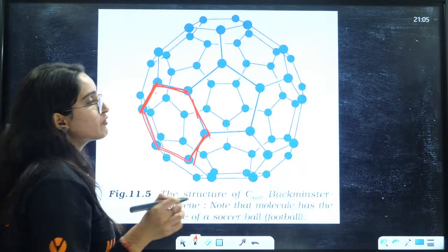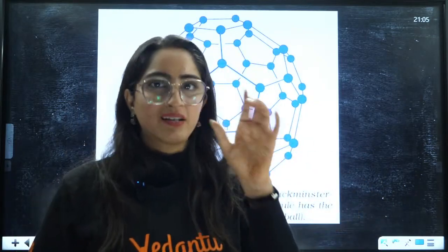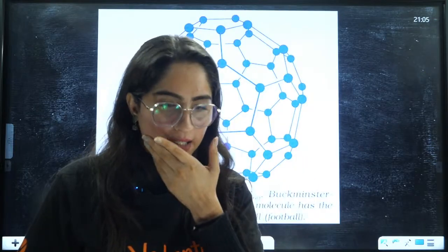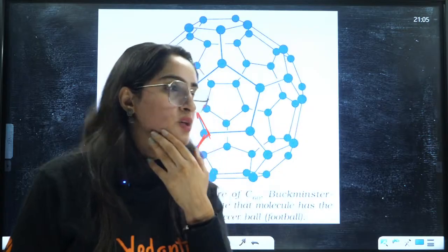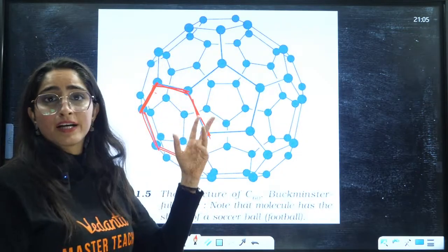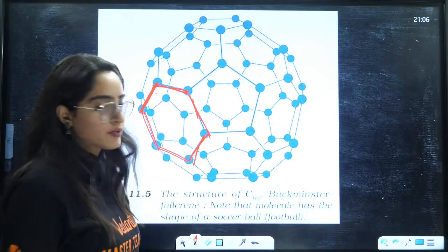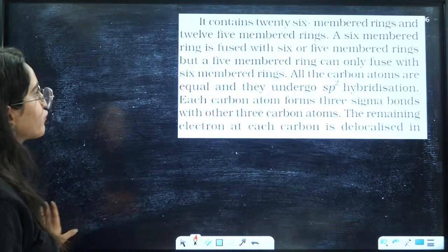If you ever see a football, it has white and black patterns, right? Black is usually pentagonal, and I think white is hexagonal. I need to observe that, but yes, it also has two different rings, pentagonal and hexagonal rings, right? So let us see what kind of question they can ask you from the theory.